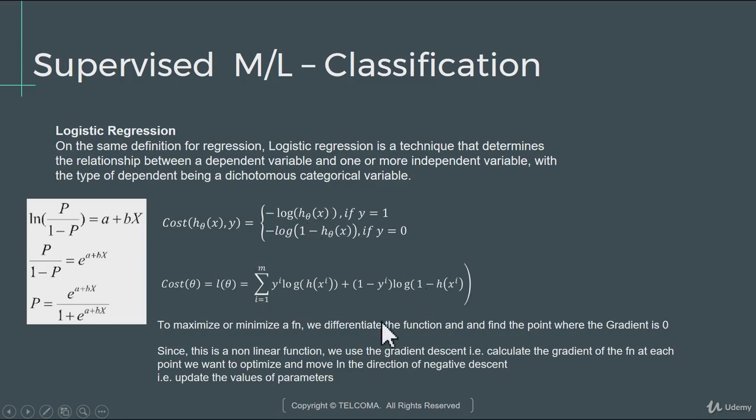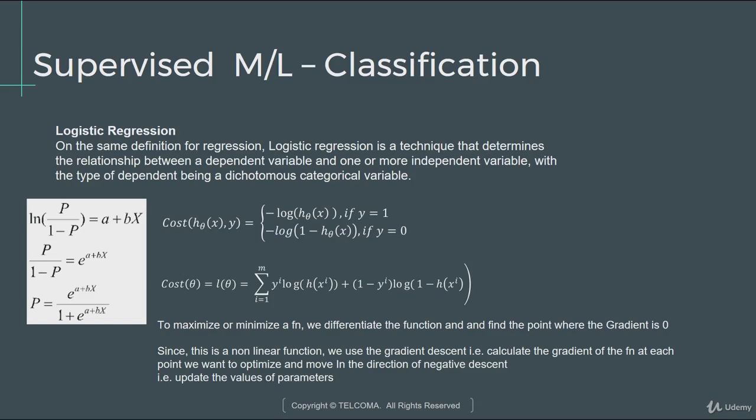Now when you optimize this, you actually optimize using a gradient function. You optimize this function and you find out the optimal parameter values that will go into the equation. So we'll have parameter values for A and B. Now the optimization is done by basically maximizing or minimizing a function. To do this, we differentiate the function and find the point where the gradient is 0. Now since this is a nonlinear function, we use gradient descent. That is, we calculate the gradient of the function at a point we want to optimize, and then we move in the direction of the negative descent. And that is, we update the value.